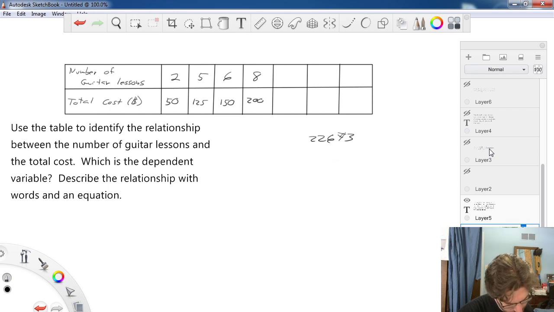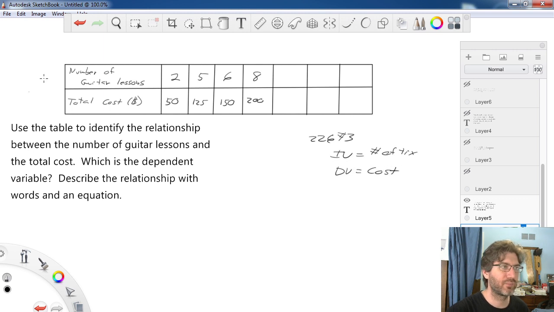Gus and Jada, 145 tickets to the amusement park at this rate. Your independent variable equals your number of tickets, and your dependent variable equals the cost. It's the same as this. How many guitar lessons do you want? How many tickets do you want? It's going to depend on the cost of it. It's just a little different context.